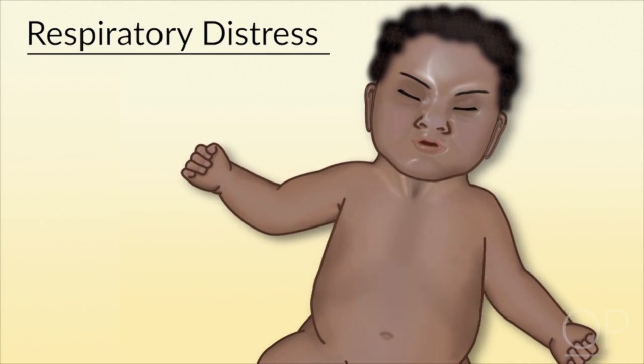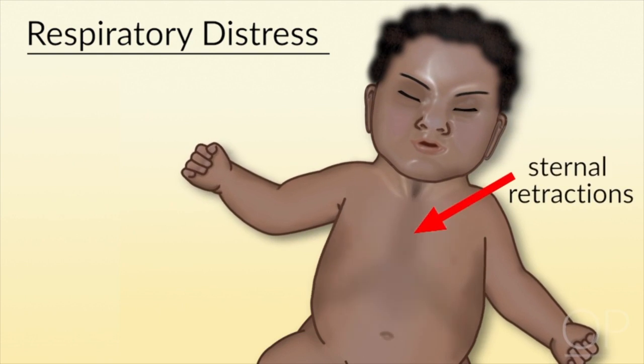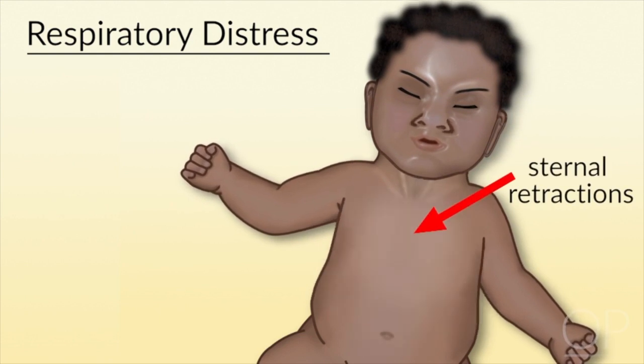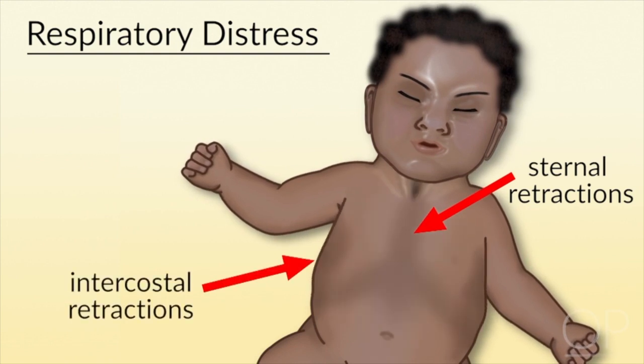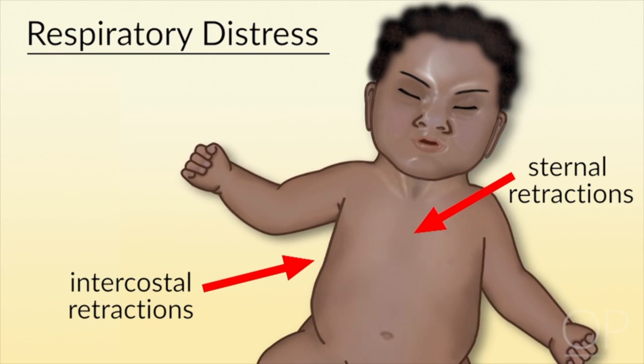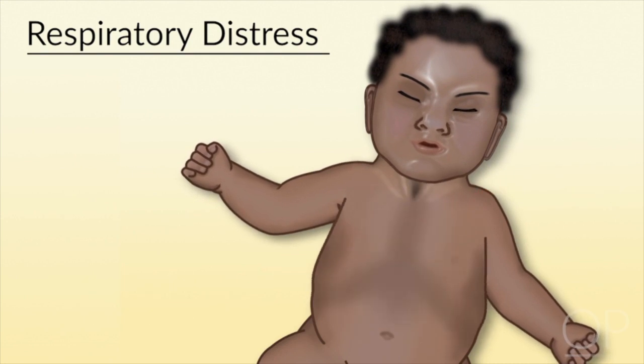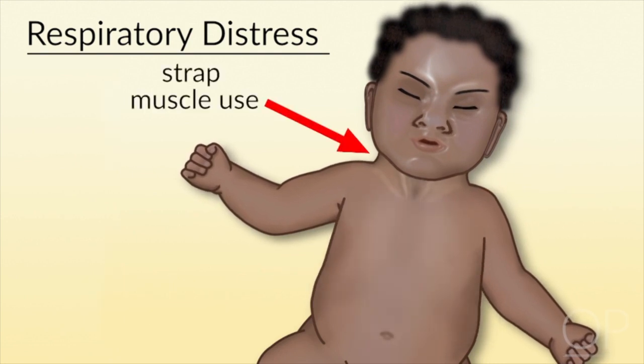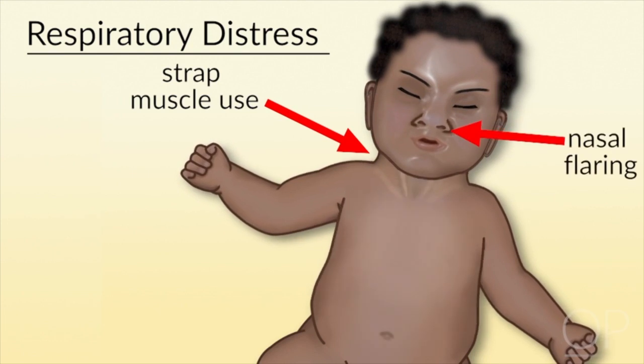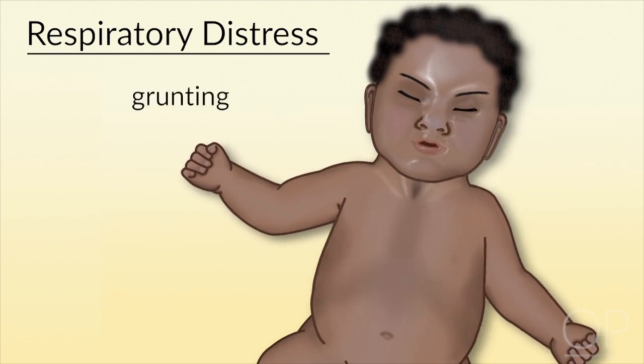Signs of respiratory distress include retractions, sternal retractions, for instance, because of the flexible, compliant breastbone, as well as intercostal retractions. And this is an example of increased effort resulting in muscles exaggerating the spaces between the ribs or in the sternum. Use of accessory muscles, such as the strap muscles in the neck, nasal flaring, and grunting, an expiratory noise that's designed to apply some PEEP.